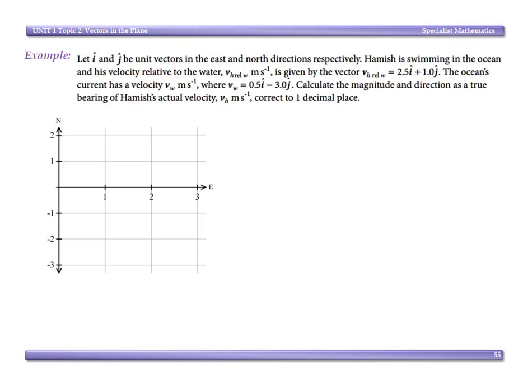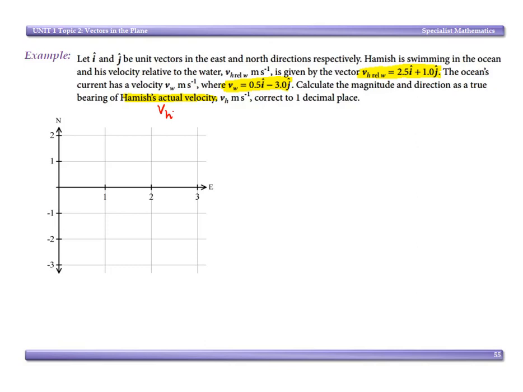So let's highlight everything. We've got the velocity of Hamish relative to the water. We've got the velocity of our water, and we want to find Hamish's actual velocity. That's going to be the velocity of H. Now in regards to a diagram, what's going on? We don't really need a diagram, but it's good for verifying whether we're doing it correctly.